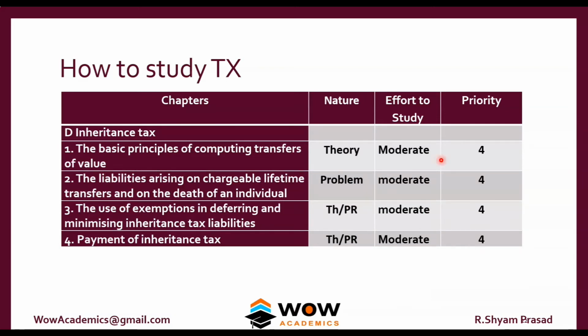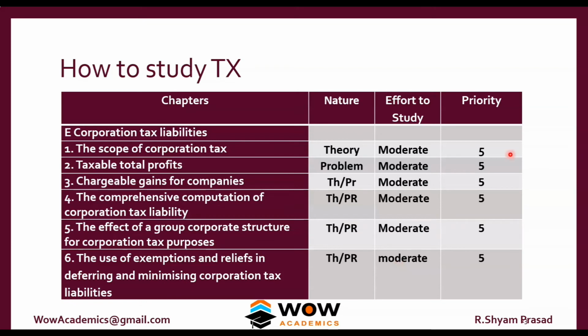And then we come to the fourth priority. As per the syllabus, it is D, inheritance tax. Inheritance tax is again theory and problem, and all of it requires a moderate level of effort from the student. The last one, priority number 5, requires moderate effort, and they are again a mixture of theory and problem here.